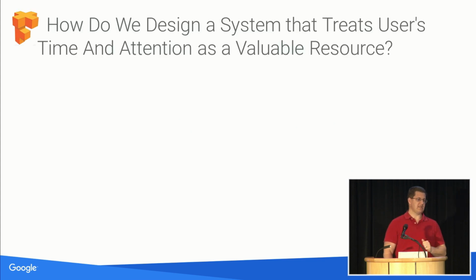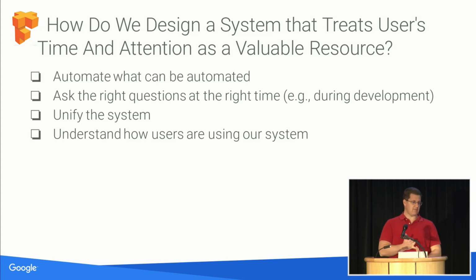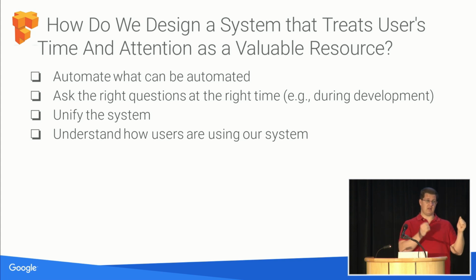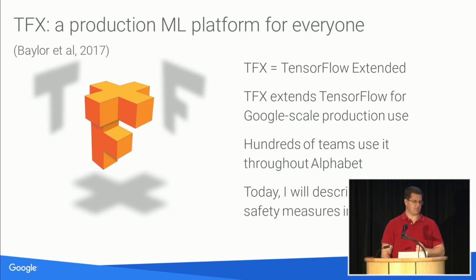So how do we design a system that treats users' time and attention as a valuable resource? This is the key issue here. We want to automate what can be automated. We want to ask the right questions at the right time. For example, during development, when we have that machine learning expert in the room, and not late at night when we have whoever's on call, watching over 15 models, and has to deal with a problem. We want to unify the system. We want all these different components to work together, and we want to understand how users are using our system.